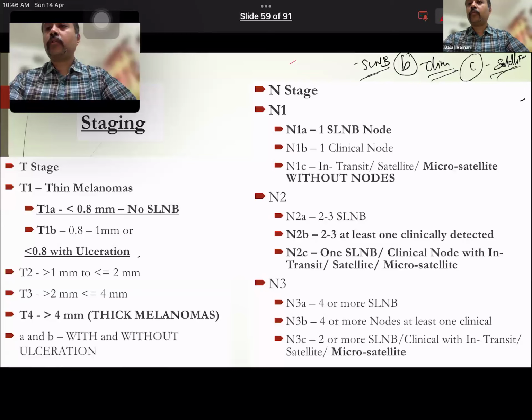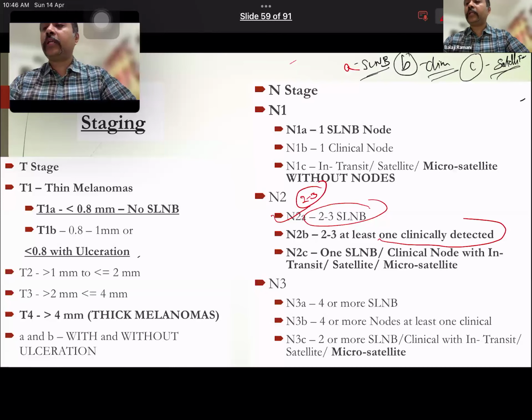So when we talk about N2, I said it is 2 to 3 nodes. Now in this 2 to 3 nodes, if it is detected by SLNB, then you call it N2A. Now for N2B, at least one node should be clinically detected. Total number is 2 to 3, and one should be at least clinically detected. In the same way, at least one should be an in-transit. Any in-transit metastasis is present, and along with that, if you have a combination, then it becomes an N2C.